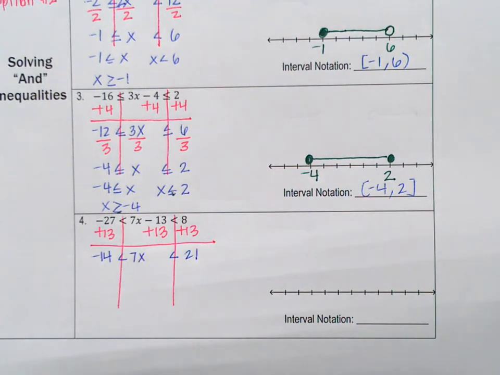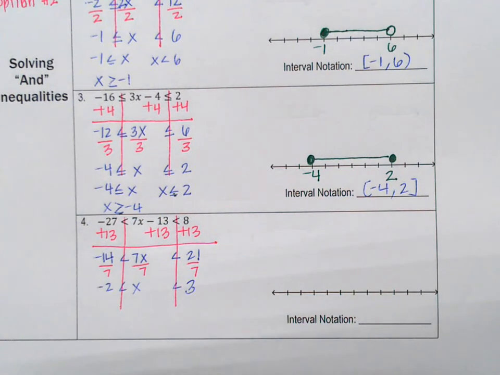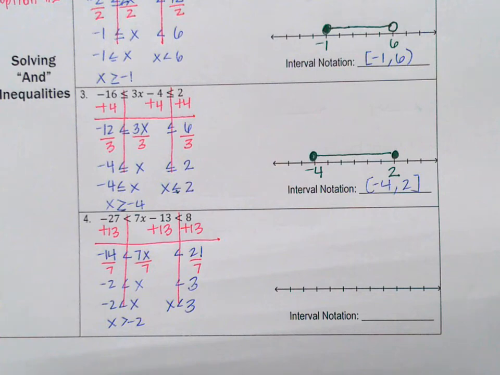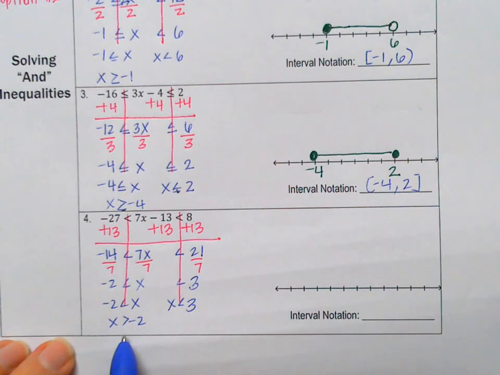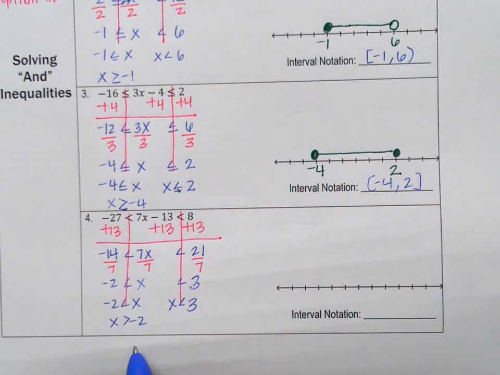So I just added 13 to all sides of my compound inequality, and then I divided all sides by 7. And I have x is greater than -2 and x is less than 3. So now what I want you guys to do is graph that on your own. So graph that and then come back to check your work.